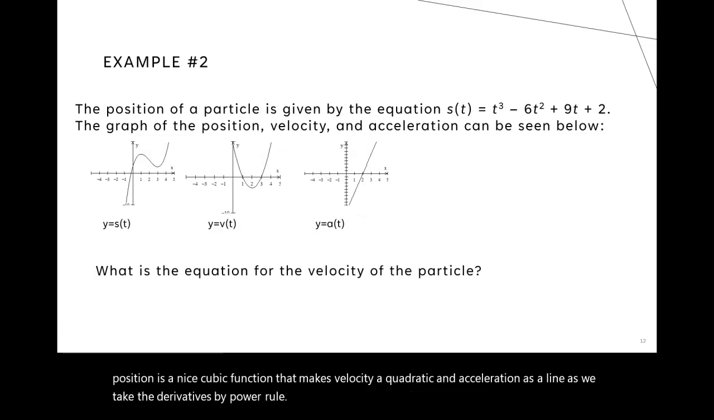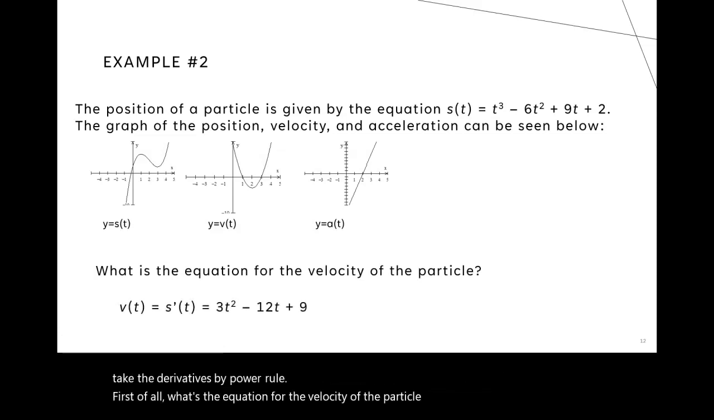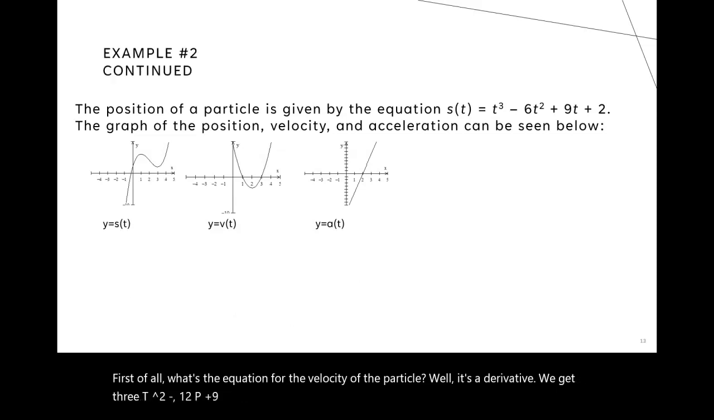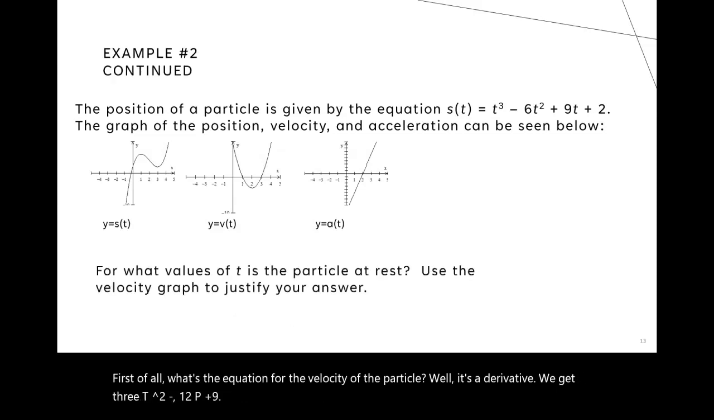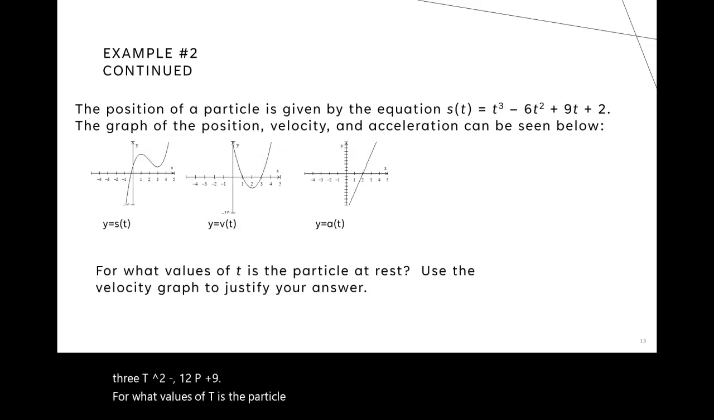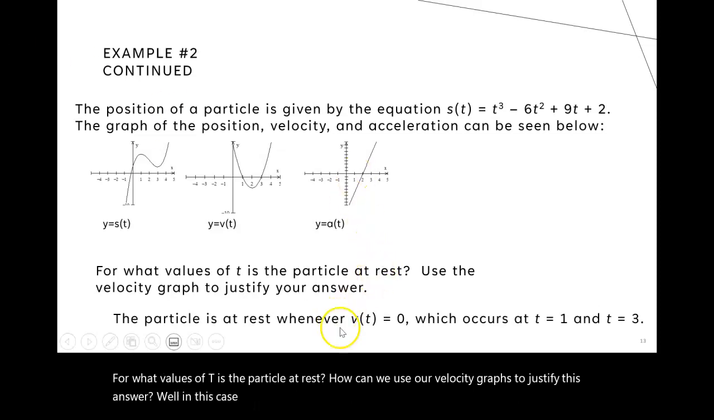First of all, what's the equation for the velocity of the particle? Well, take the derivative. We get 3t squared minus 12t plus 9. For what values of t is the particle at rest? How can we use our velocity graph to justify this answer? Well, in this case, the particle is at rest whenever v of t is equal to 0, which will be at 1 and at 3.